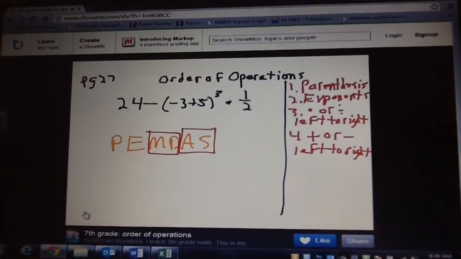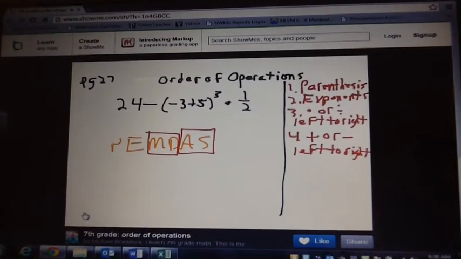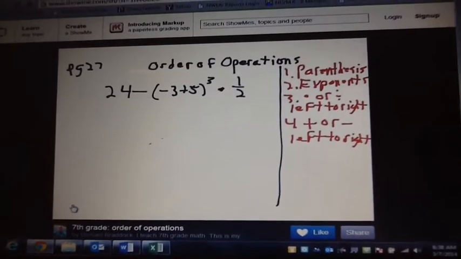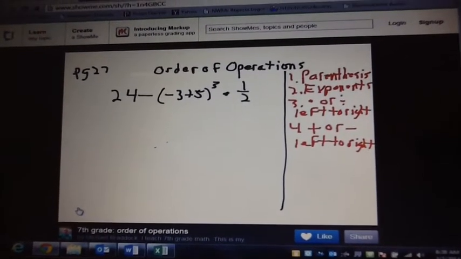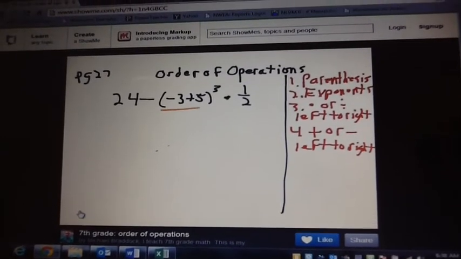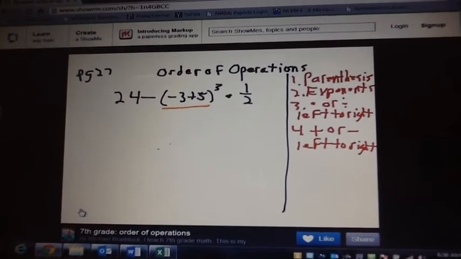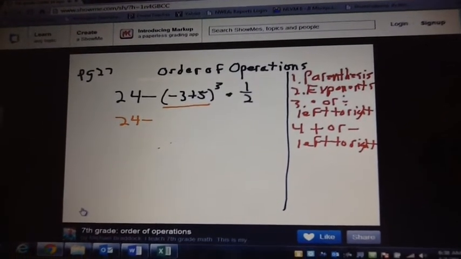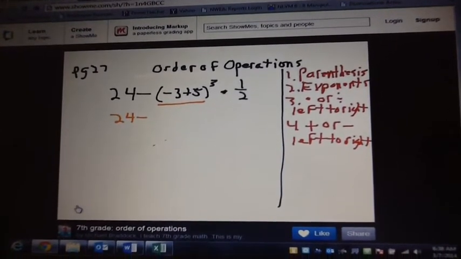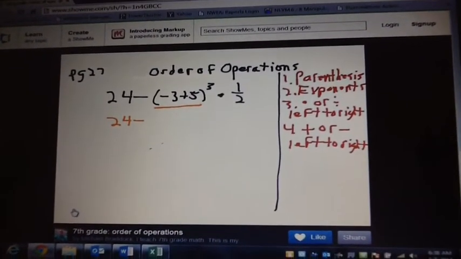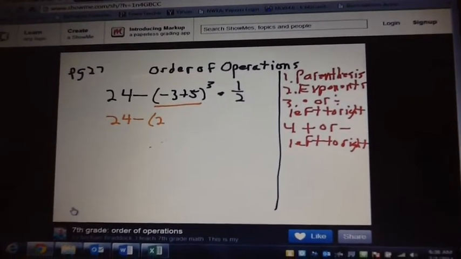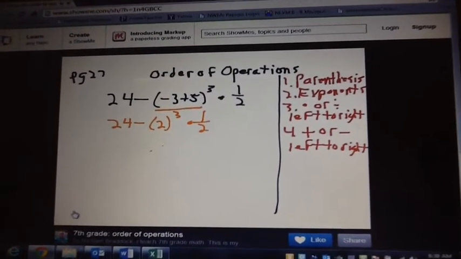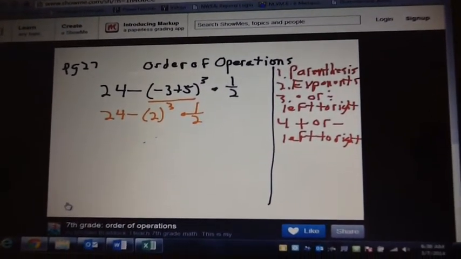So we're going to do a couple of these and we'll see how you do with it. Here's the first problem. Looking up here, the first thing I would have to do is the parentheses. What I like to do is underline what step I'm doing, and then I rewrite everything that I didn't do. Inside here I have negative 3 plus 5. I have one positive and one negative, so I subtract them and get 2. The bigger number is positive, so I keep it positive. So negative 3 plus 5 is 2, and I just rewrite everything else. Now all my parentheses are done.